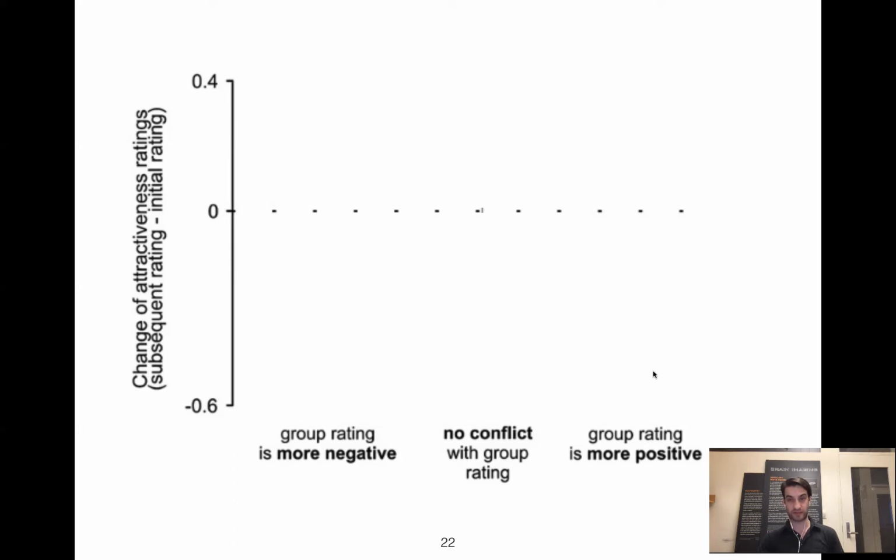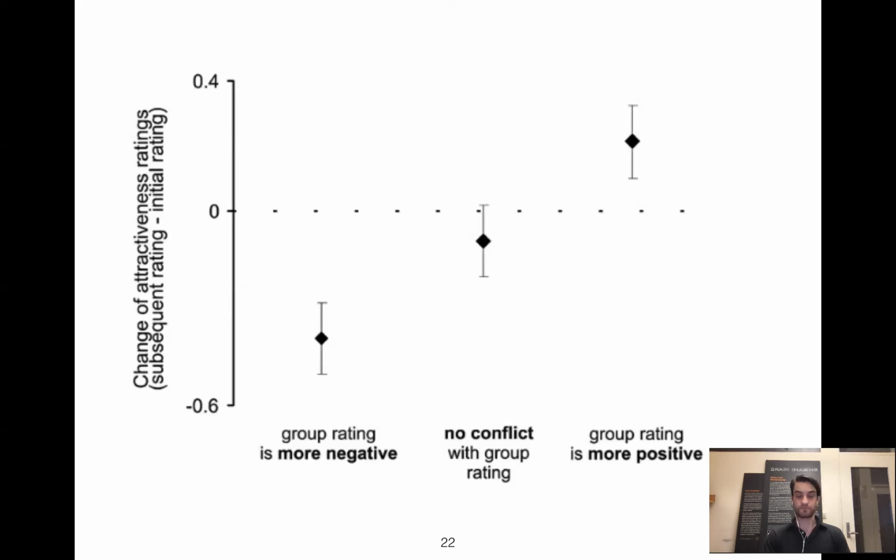What you would expect to happen is something that looks quite like this, where if you and the group agreed from the get-go, you don't really change your answers. If the group says that the face was more negative than you did the first time, the second time you're like, oh yeah, on second thought, okay, that face isn't as attractive. Or if the group is like, yeah, that person actually was really very attractive, then the second time you're like, yeah, they were really very attractive. Okay, so this is just showing that behavioral influence.